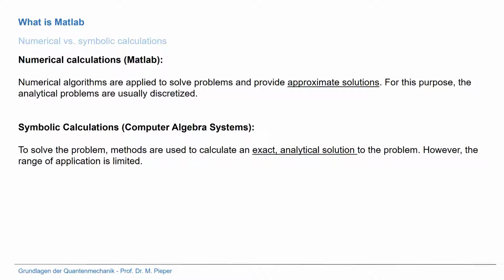On the other hand, you have so-called symbolic calculations. For example, computer algebra systems like Maple use symbolic calculations. And here you apply methods and you obtain at the end an exact analytical solution. So not an approximate solution, here you obtain the exact solution. That sounds better, but certainly the range of application is limited here, because think of very complicated problems where you can't find closed formulas. There, symbolic calculations fail.